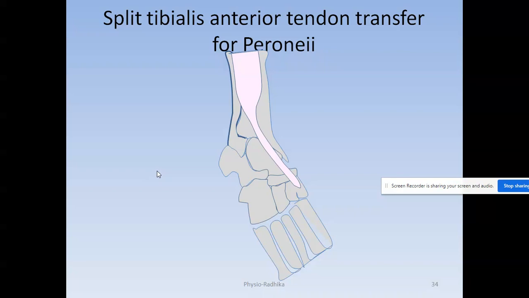In this tendon transfer, the tibialis anterior is split. The insertion of one part of the split is kept intact, and the other part of the split is inserted into the navicular bone, so that on contraction, the tibialis anterior can produce complete dorsiflexion. It is a substitute for peroneal muscle in order to do eversion as well.